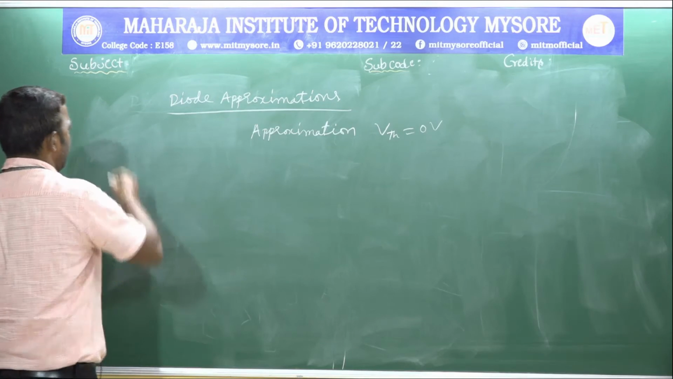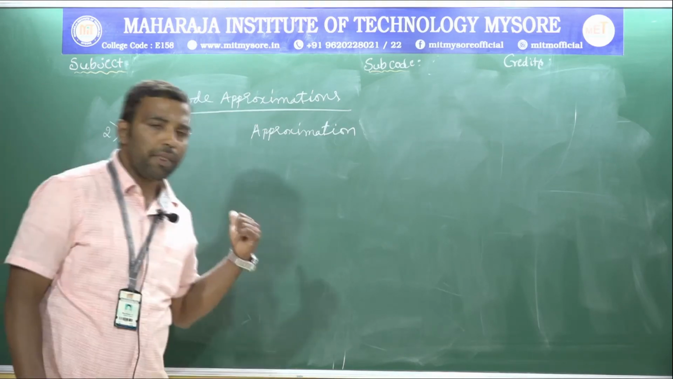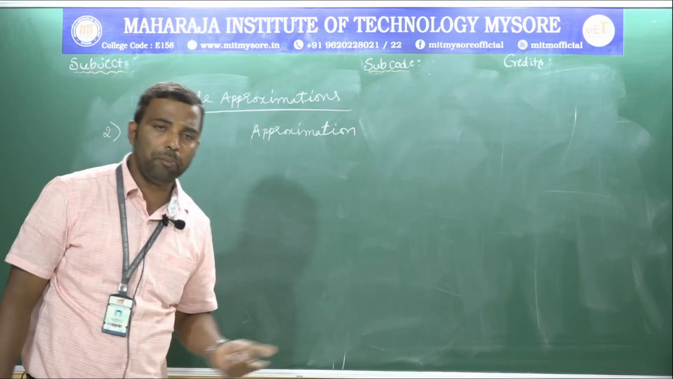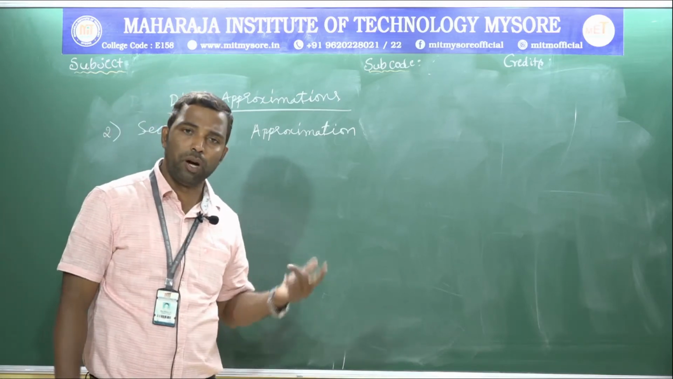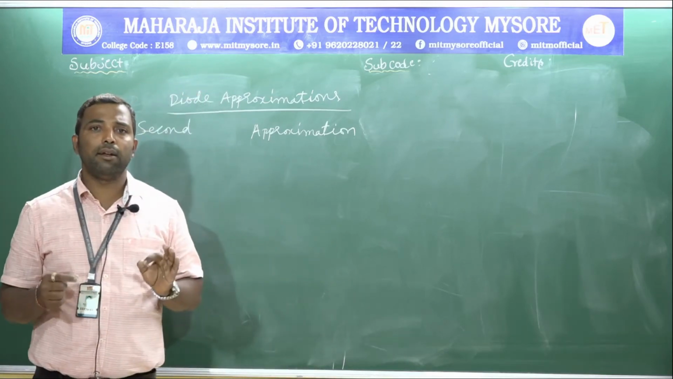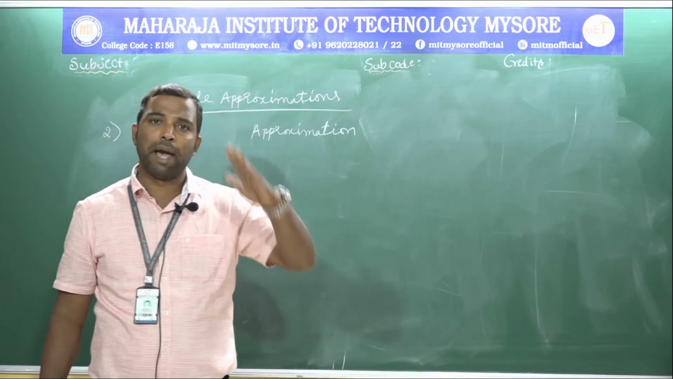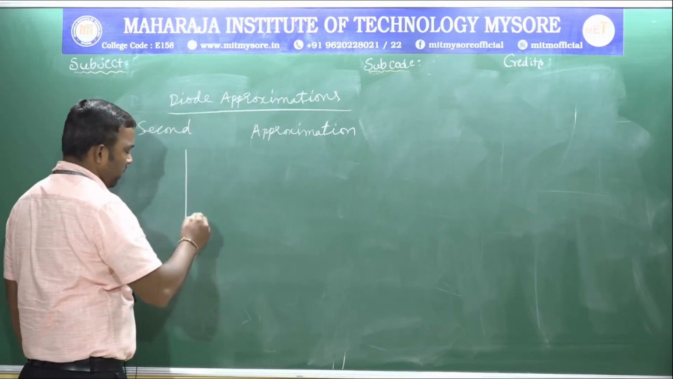The second one is the second approximation. In this second approximation, the diode has a threshold voltage. For germanium, it is 0.3. For silicon, it is 0.7. At threshold voltage only, the current attains a maximum value. That means it has a threshold voltage.